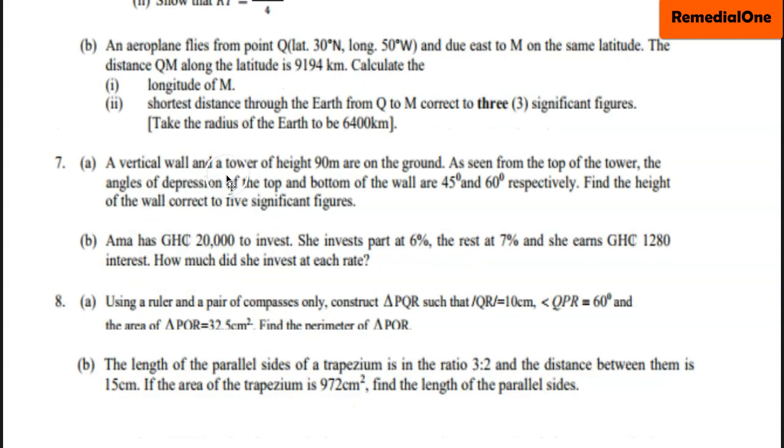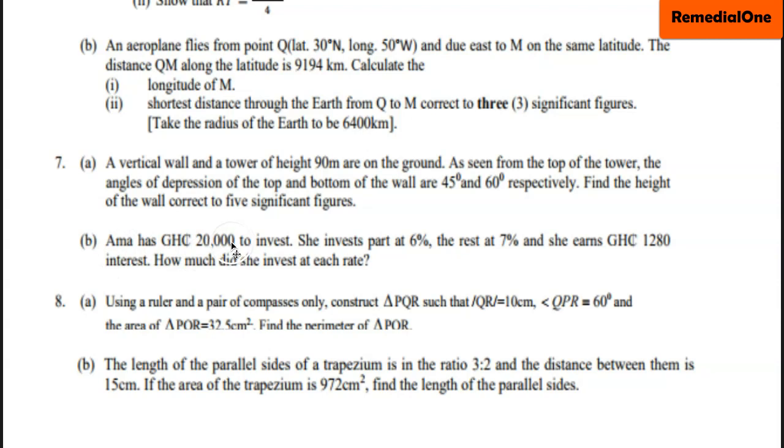A vertical wall and a tower of height 90 meters are on the ground. As seen from the top of the tower, the angles of depression of the top and bottom of the wall are 45 degrees and 60 degrees respectively. Find the height of the wall, correct to 5 significant figures.